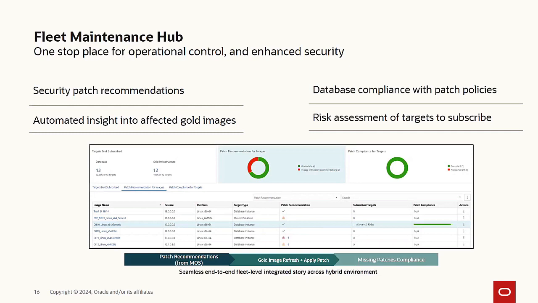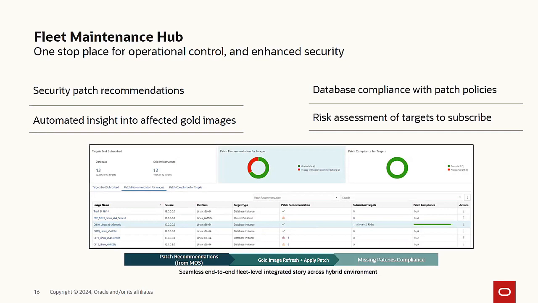Hub automates all the manual work. With few clicks, you can have recommendations, updated images, and you can patch your databases or grid. So this is a one-stop place giving you a single pane of glass view for security patch recommendations, insight into vulnerabilities, and workflow to apply those patches to keep your assets secure.